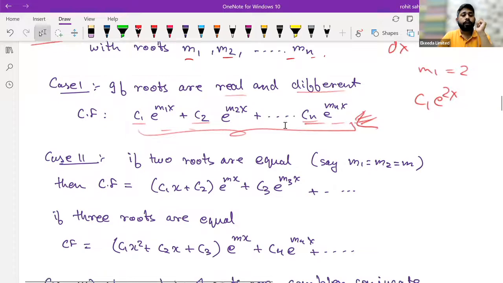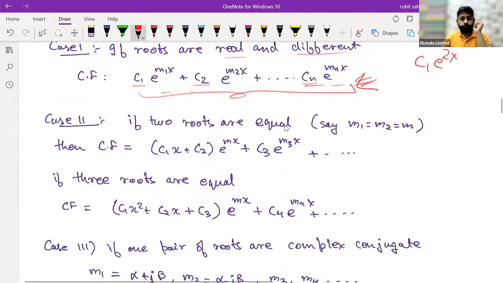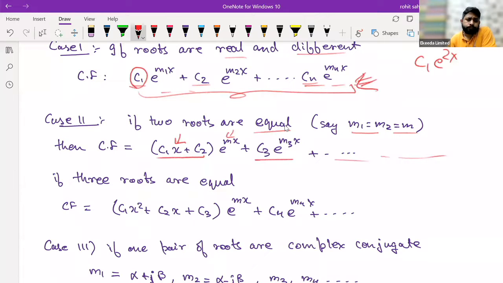Second case is where your roots are going to be equal. Let's say two of the roots m1 and m2 are equal, and that is m. So अगर आपको roots ऐसे मिला, then you will have a first order function. First order कहाँ? Instead of having a constant c1, you will have c1x plus c2. तो ये हो गया आपका first order. c1 के साथ x आ गया, x के terms में आपके first order हो गया, right? So e to the power of mx. Then third roots जैसा चल रहा था वैसे ही चल रहा होगा, c3 e to the power of m3x, c4 e to the power of m4x, and so on.